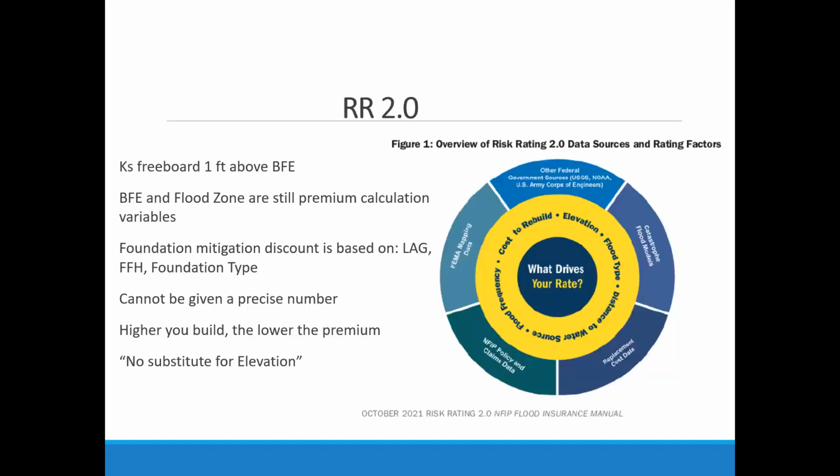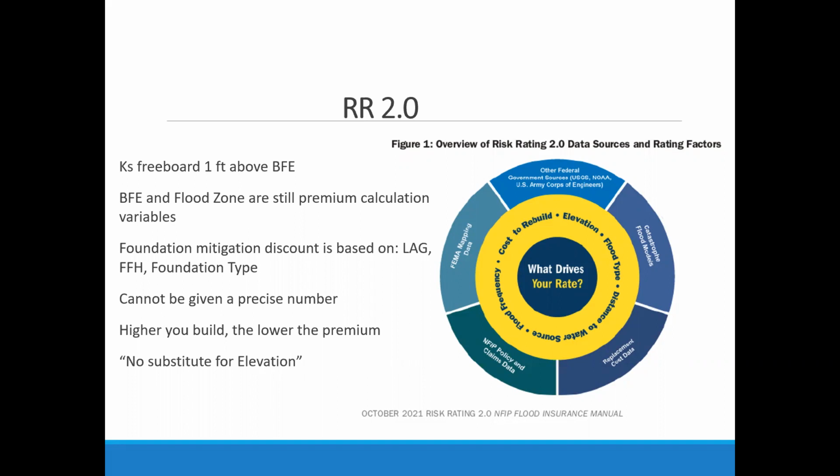Risk Rating 2.0 takes into account all of these other factors that did not used to be considered. And so now there's catastrophe modeling, previous claims, replacement cost data, other federal sources. And so we can't give them premium numbers anymore. They have to work with an elevation certificate. They have to work with an insurance agent.